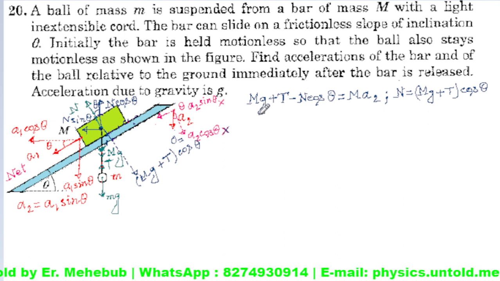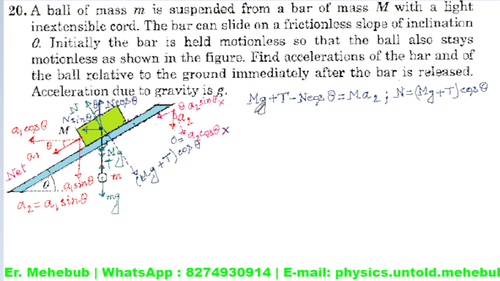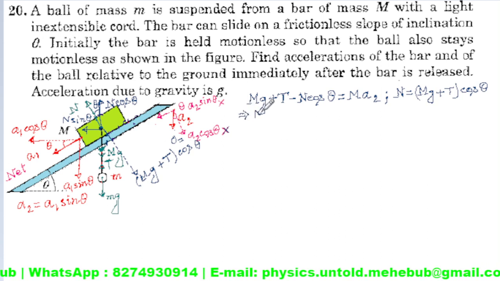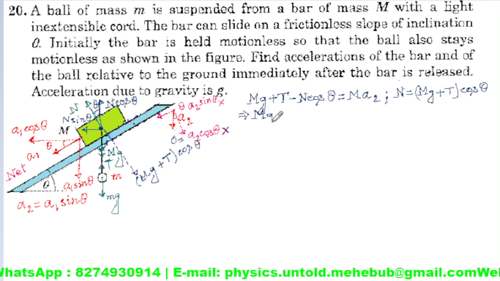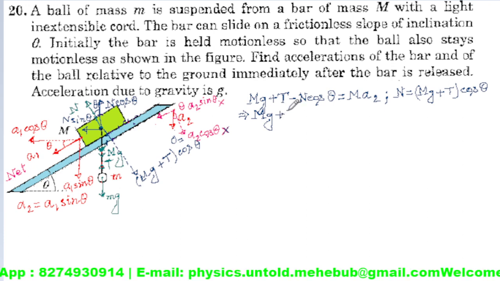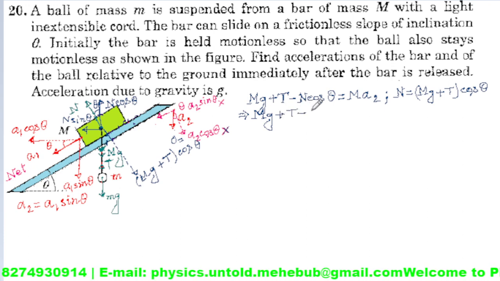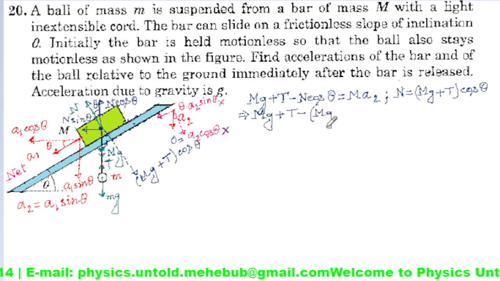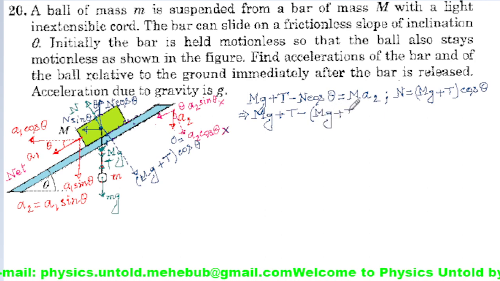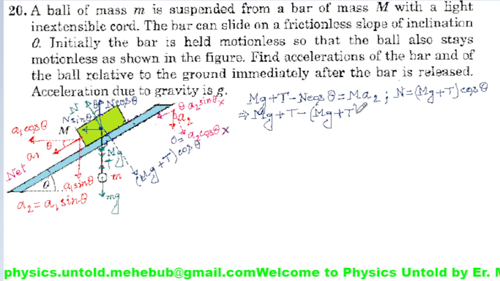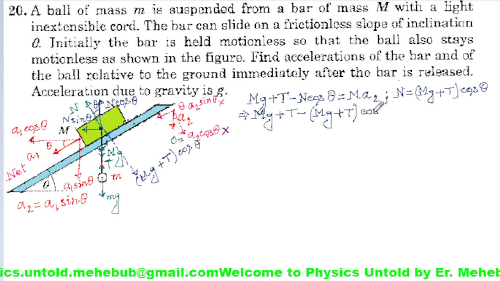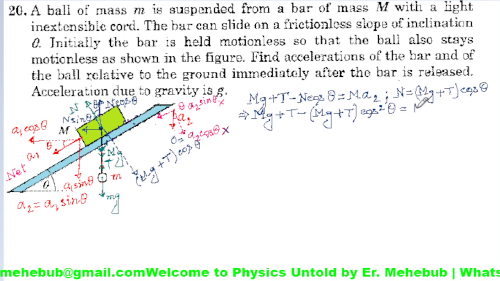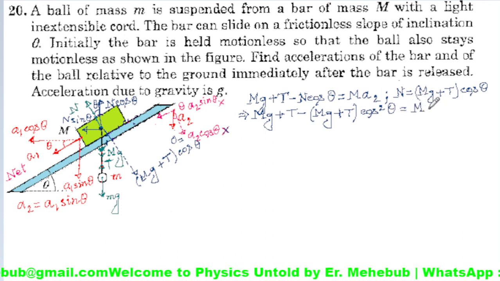If we substitute this value of the normal reaction, we can solve the equation as capital Mg plus T minus the value of N equal to capital Mg plus T into cos theta. Since there is also a cos theta, cos theta multiplied with cos theta gives cos square theta, which is equal to ma2.